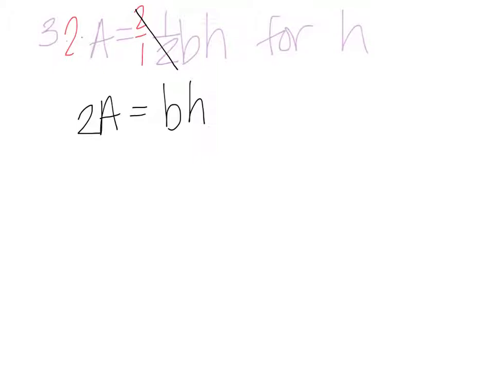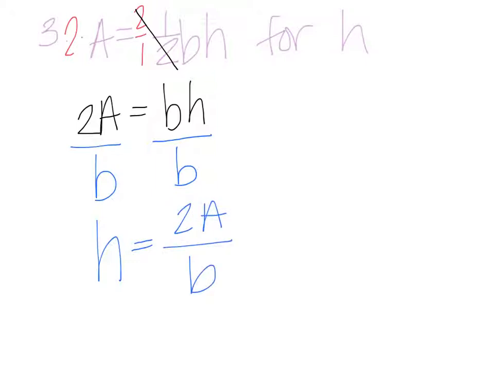Now if I want to get h alone, I need to do the opposite of multiplying, which is dividing. So I'm going to divide both sides by b. So h equals 2a divided by b. That's my final answer.